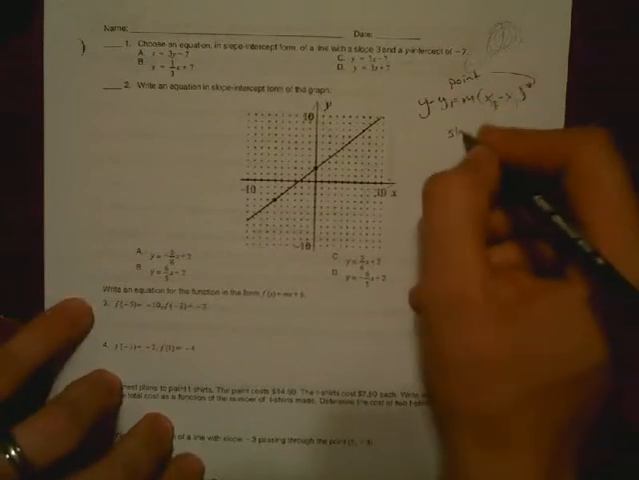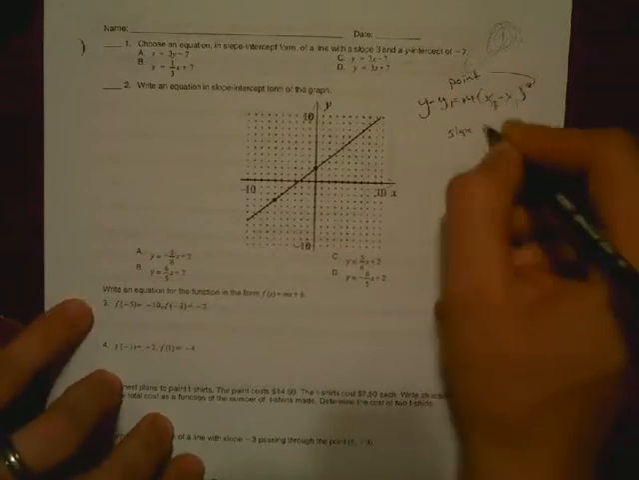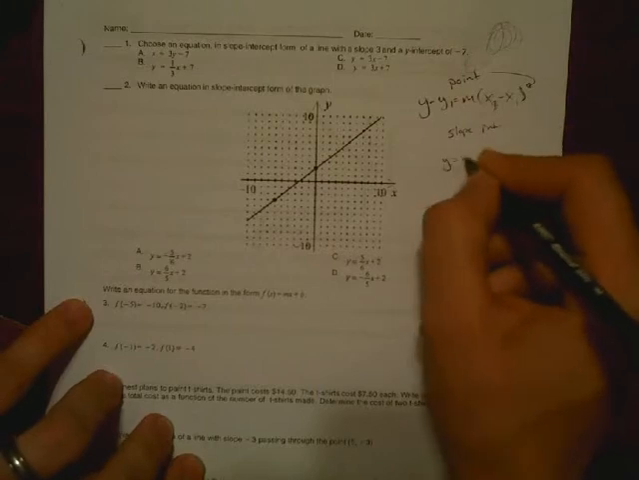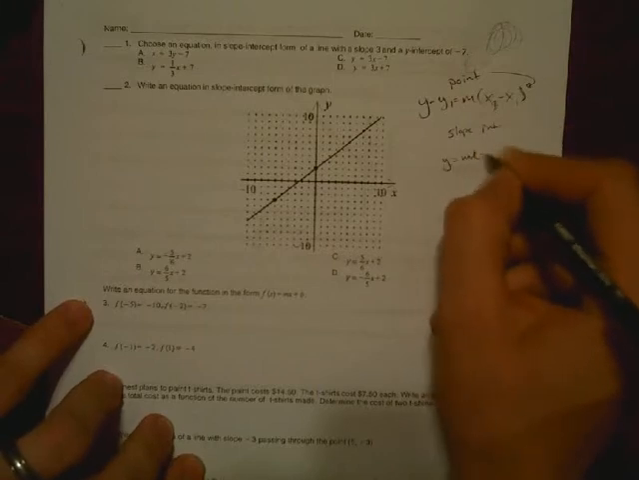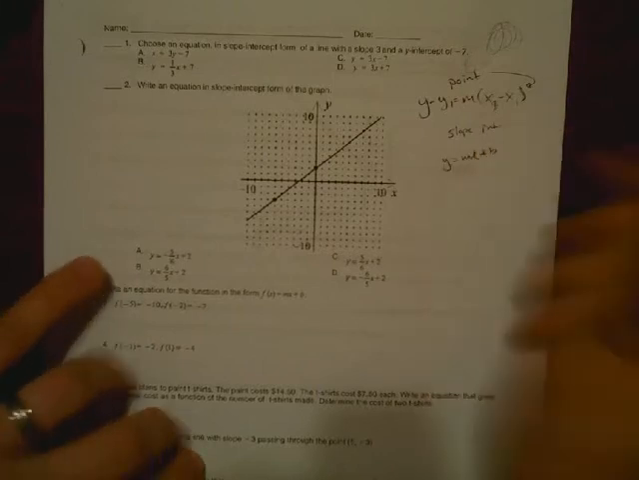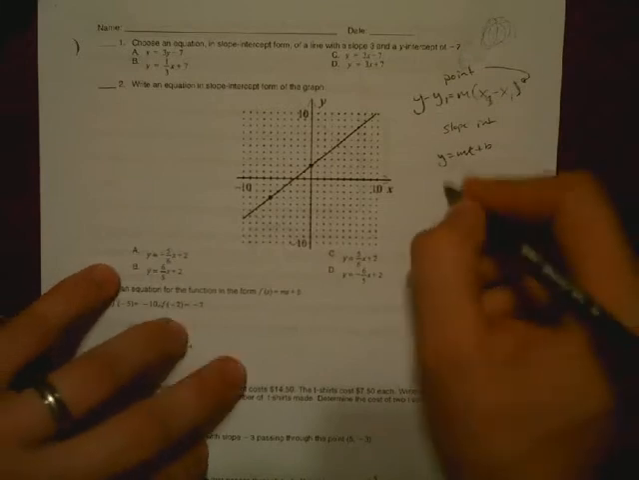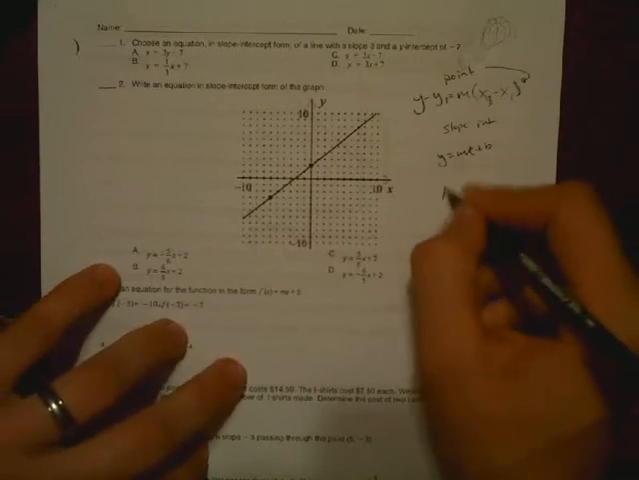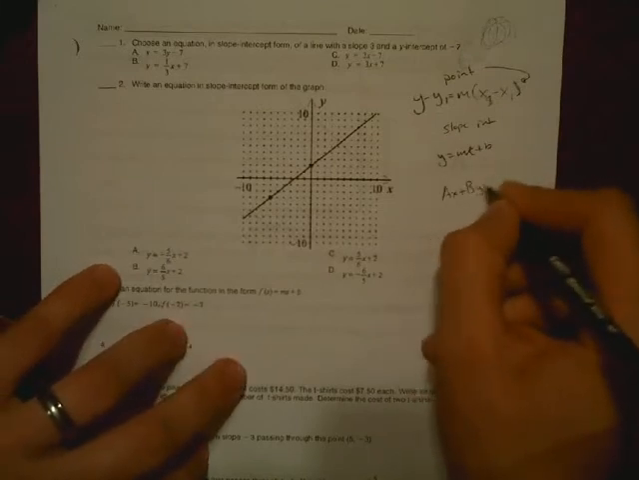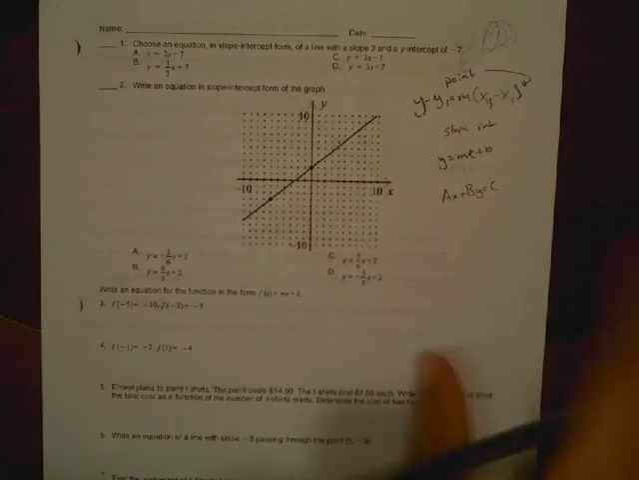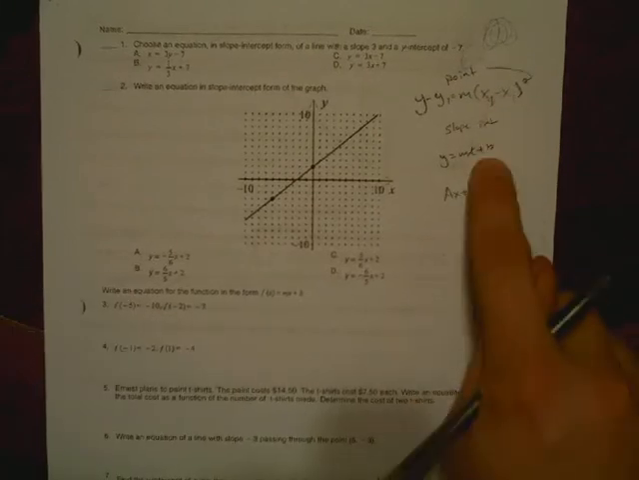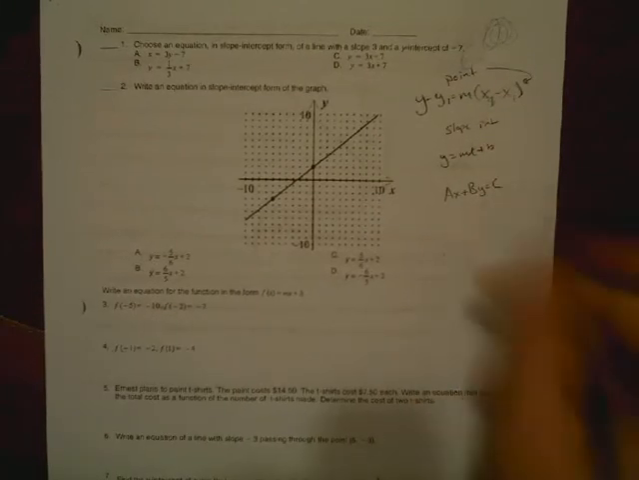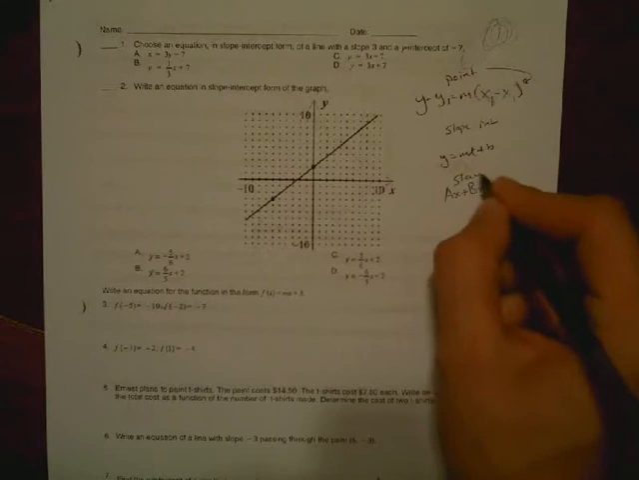Slope intercept is going to be y equals mx plus b. We'll see this a lot in our final answer. And then finally, standard form, ax plus by equals c. We will not see this as much, but we need to remember what it is. So point slope, slope intercept, standard form. Let me put standard form right there.